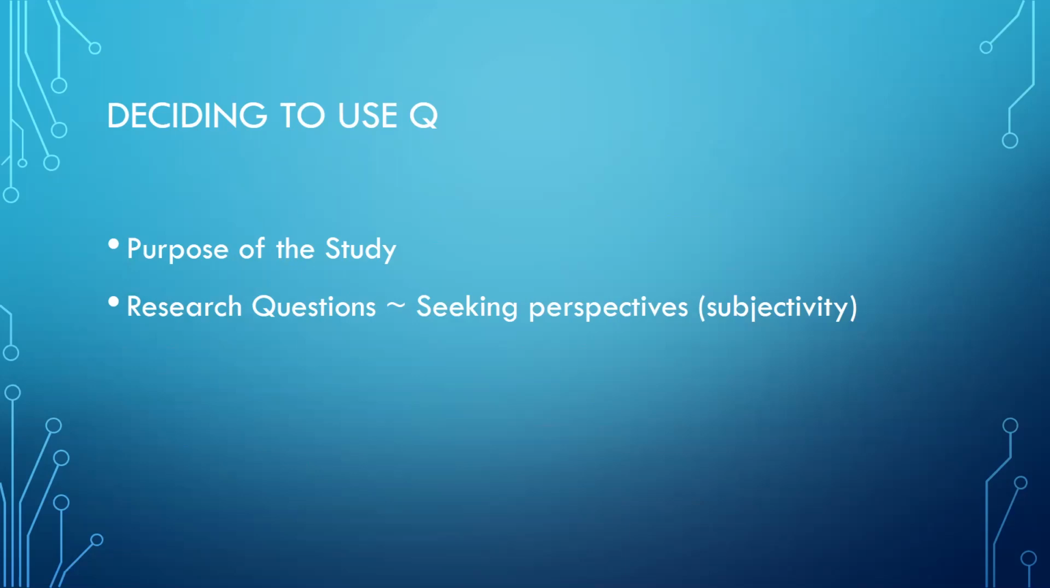So we know that when we want to know the percent of something, when we want to know how many individuals within a population fall into particular categories, we will use an objective study. We know that when we want to look at the experiences of something, of somebody, then we go for a more constructivist study. And then when we're looking for perspectives, we want to go for that subjectivist type of methodology. So that's where Q method comes into play.